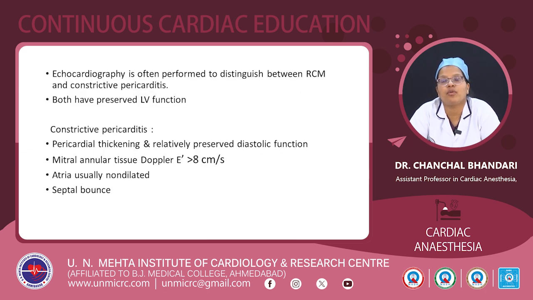Echocardiography is often performed to distinguish restrictive cardiomyopathy from constrictive pericarditis. Both have preserved LV function, but in constrictive pericarditis, there is pericardial thickening and relatively preserved diastolic function. Mitral annular tissue Doppler velocity is more than 8 cm per second. Atria are usually non-dilated, and you can see septal bounce.